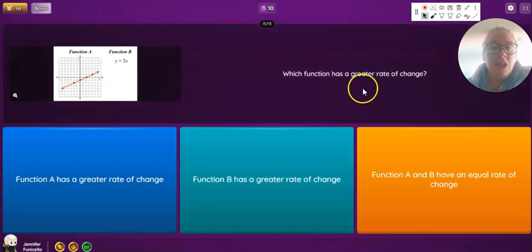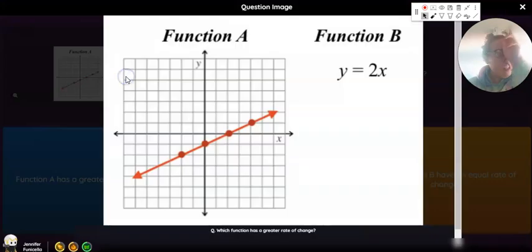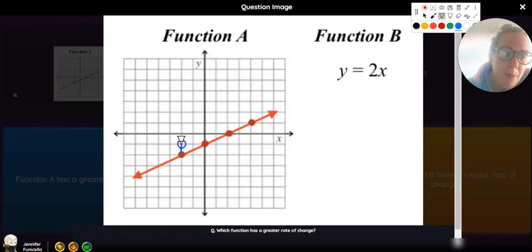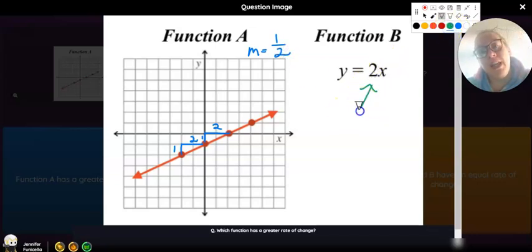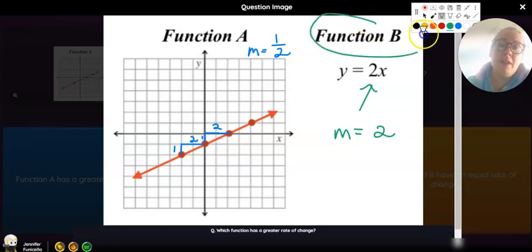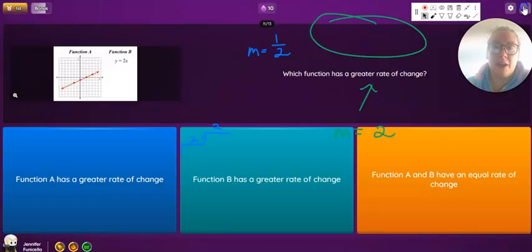Brilliant. Which function has a greater rate of change for question 11? Function A is going up 1 and right 2 to get from one point to the next. We see that pattern of up 1, right 2. So that's our slope. And for function B, our slope is right there in front of x being multiplied, which has a slope of 2. So we'd go up 2 over 1, which means function B has a greater rate of change.